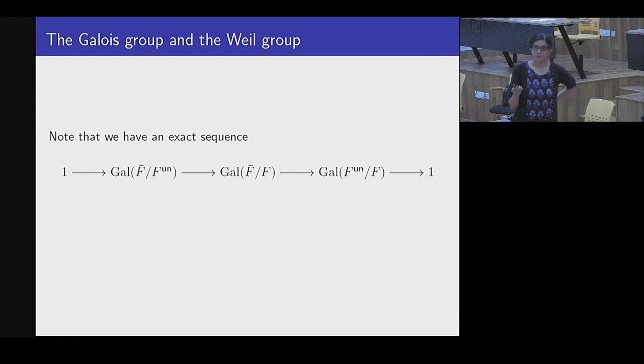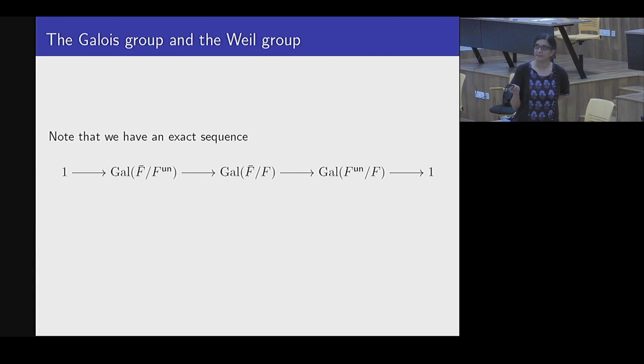So I want to state the main theorem of local class field theory. So recall that you have this exact sequence that I'm looking at. F is a non-Archimedean local field. I have fixed a separable closure F bar of F. And this is the maximal unramified extension of F. Then this fits into this exact sequence.